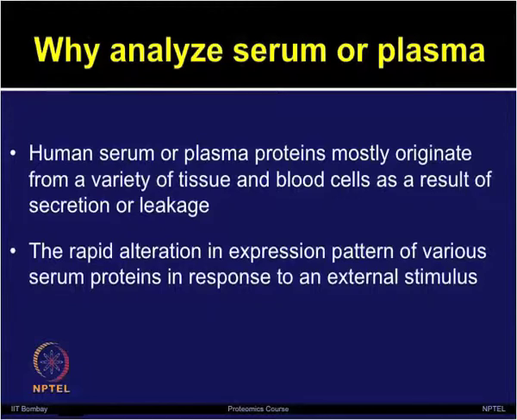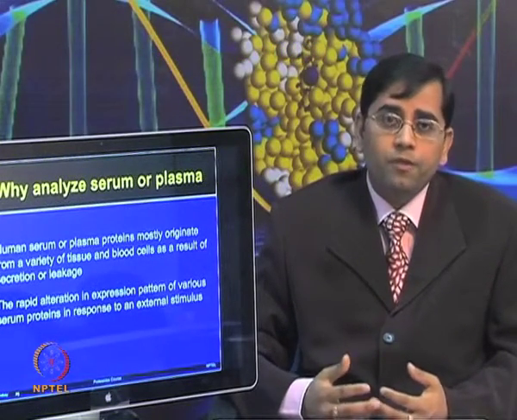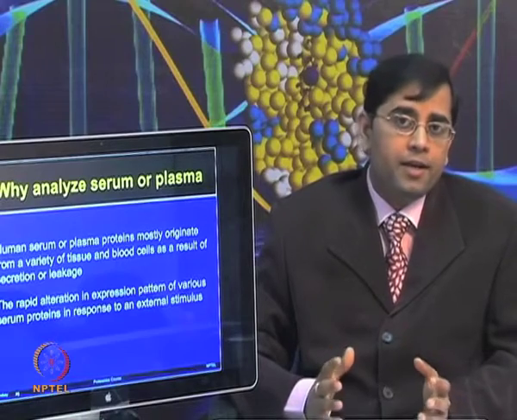Human serum or plasma proteins mostly originate from a variety of tissues and blood cells as a result of secretion or leakage from the neighboring tissue or the blood cells. The rapid alteration in the expression pattern of various serum proteins in response to a disease condition or an external stimulus is a true reflection of physiological changes occurring in an individual.